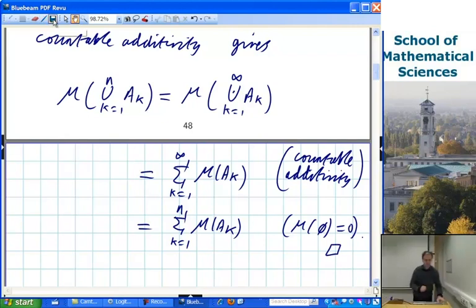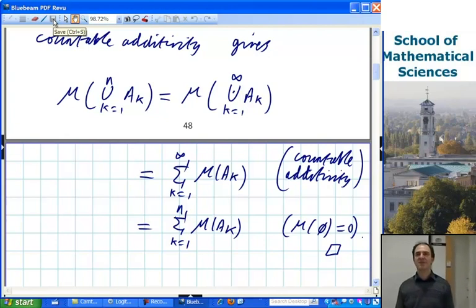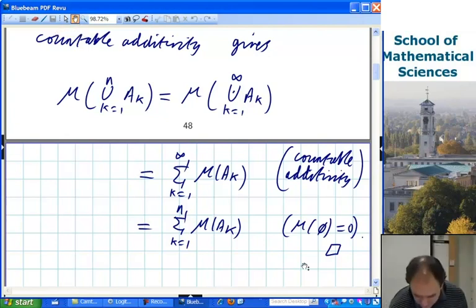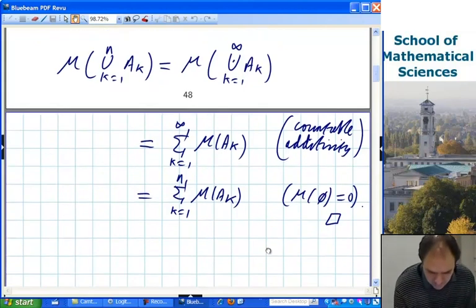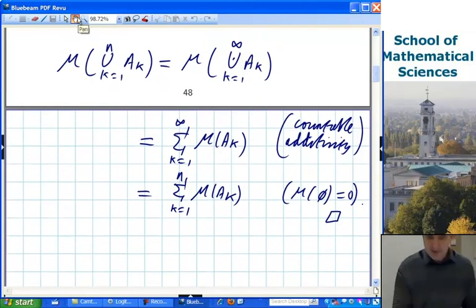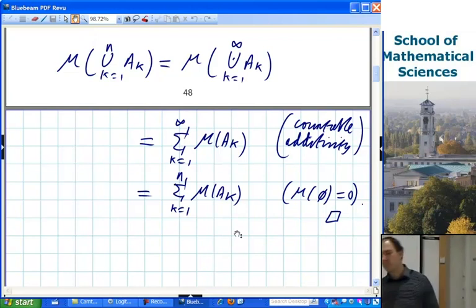Typical argument for deducing things about finite unions from infinite unions. Use the empty set. Okay, so we haven't done very much extra. You probably assumed that was going to work anyway. So we've now got finite additivity deduced from countable additivity and our fact about the empty set.